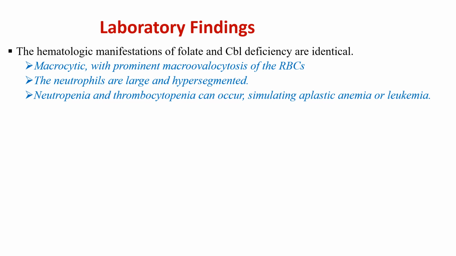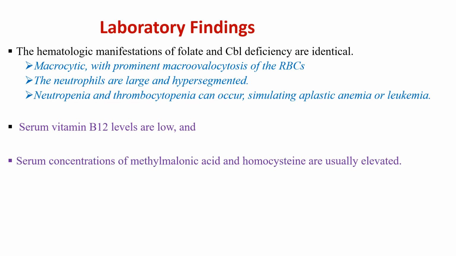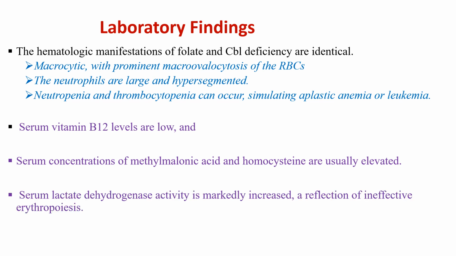The hematologic manifestations of folate and cobalamin deficiency are identical: macrocytosis with prominent macro-ovalocytes of RBC. The neutrophils are large and hypersegmented, and neutropenia and thrombocytopenia can occur in both. Serum vitamin B12 levels are low in the case of cobalamin deficiency. Serum concentrations of methylmalonic acid and homocysteine are usually elevated, but in the case of folate deficiency, only homocysteine is elevated. Serum lactate dehydrogenase activity is markedly increased, which is a reflection of ineffective erythropoiesis.